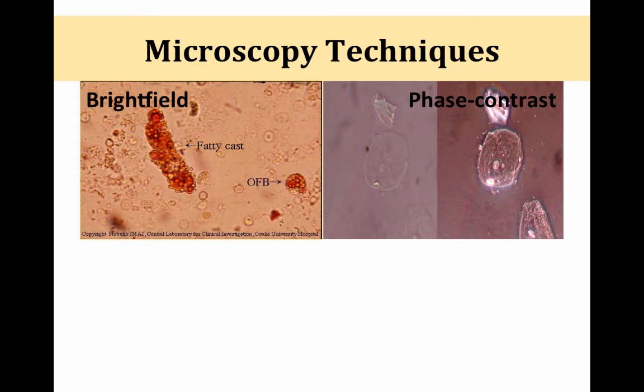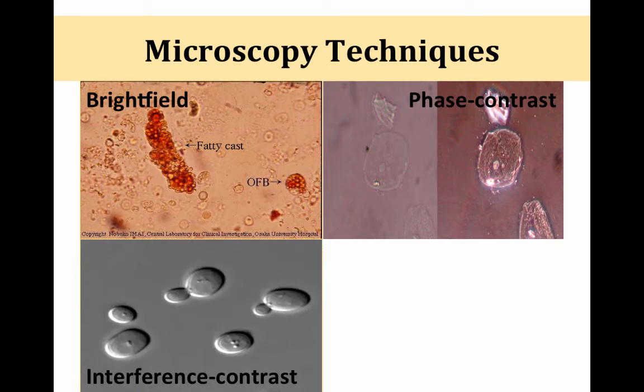The next type of microscopy used in the lab is interference contrast, or sometimes called differential interference contrast microscopy. Now, it is not routinely used because it's more expensive, but what you get with interference contrast microscopy is a more three-dimensional picture of what you're looking at. It's usually used on unstained specimens, as you can see here, and it gives you a really good contrast between the elements of the specimen and the surrounding fluid.